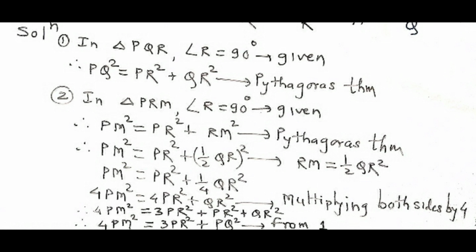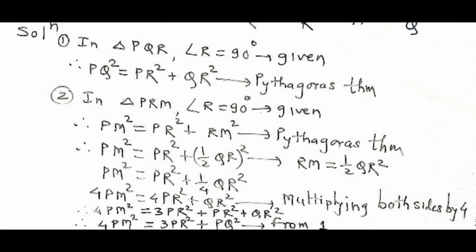Statement number 2. In triangle PRM, R is 90 degrees, so PM square is equal to PR square plus RM square. Again, I will use Pythagoras theorem. PM square I will keep as it is, PR square also I will keep as it is. Instead of RM, I can write half of QR, as M is the midpoint of QR. PM square is equal to PR square plus 1/4 QR square. Multiplying both sides by 4, I will get 4PM square is equal to 4PR square plus QR square.